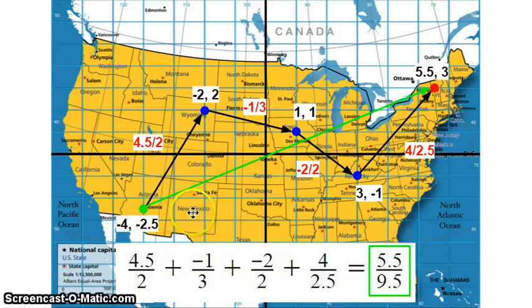So this is the resultant vector, the overall distance of what I would take if I went from here, made a few stops, and went all the way over here. The resultant vector notation would be 5.5 over 9.5. The rise is 1, 2, 3, 4, 5.5, and then the run is 1, 2, 3, 4, 5, 6, 7, 8, 9.5. That is correct.